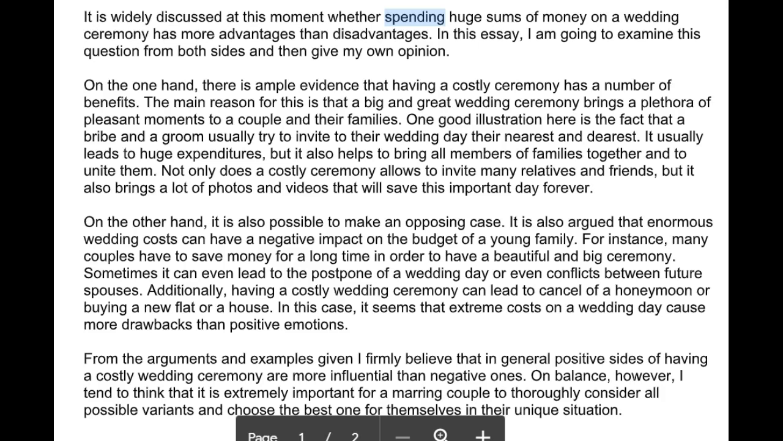On the one hand, there is ample evidence that having a costly ceremony has a number of benefits. Okay, that's fine. The main reason for this is that a big and great wedding ceremony brings a plethora of pleasant moments to a couple and their families. Okay, this is fine. What I would just say though, because remember you get marks for your lexical range, your vocabulary, your use of vocabulary. Now big and great are quite easy words, quite simple words, and you could replace them with words like lavish, extravagant, grand. So you could say, the main reason for this is that a grand and lavish wedding ceremony. This is an opportunity for you to show your lexical range, okay, and that does increase marks.